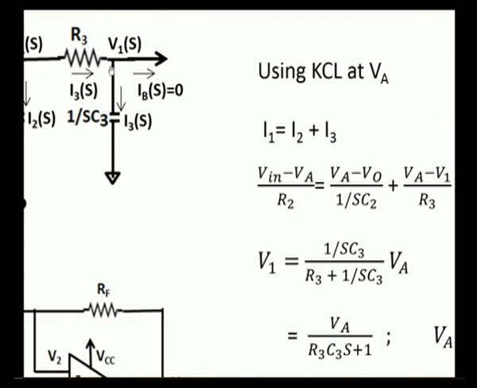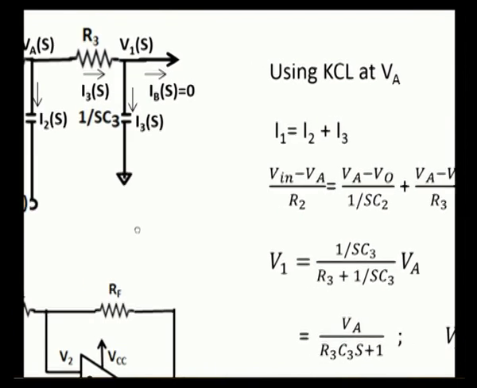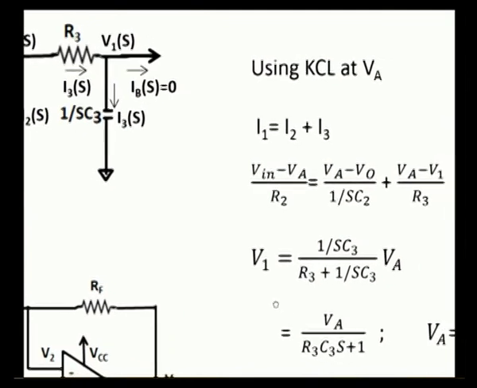Now V1, this node, can be written in terms of VA using potential division, because on this side we have an op amp which draws 0 current. So, this forms a loop for us. Using this we can write the potential division expression, wherein VA is from this node to ground, so V1 is equal to VA multiplied by 1 by SC3 divided by R3 plus 1 by SC3.